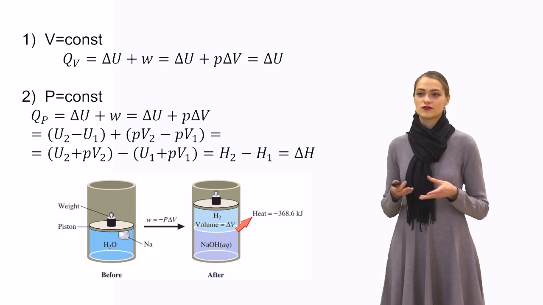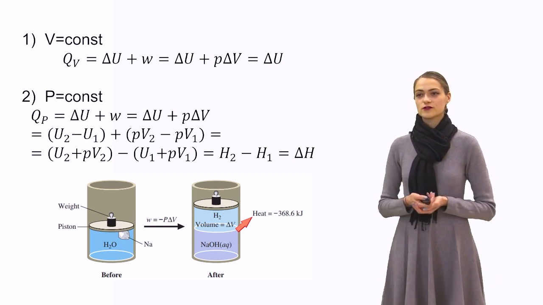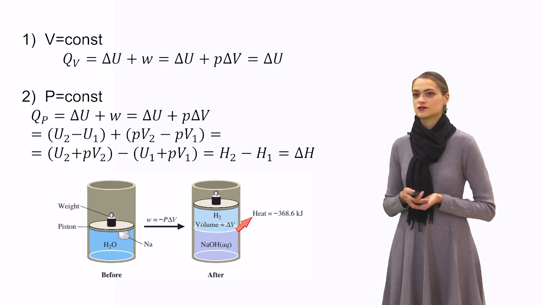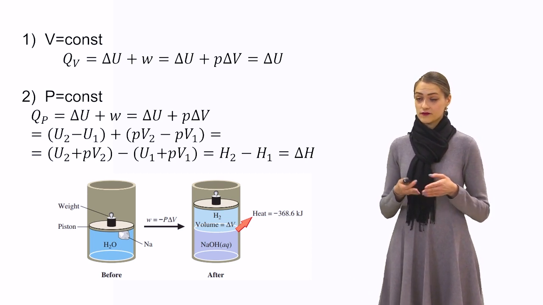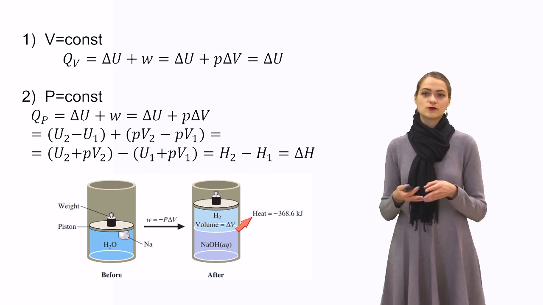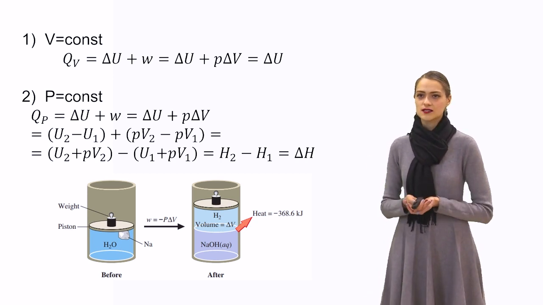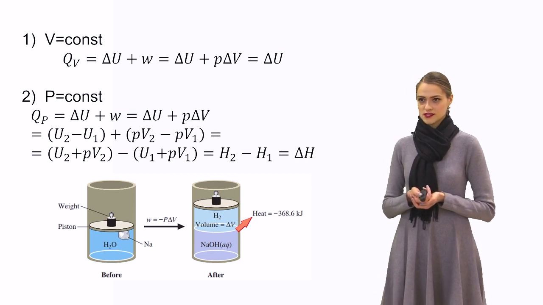we have the change of enthalpy. As well as internal energy, unfortunately, we can't experimentally determine the absolute value of enthalpy for an exact system in the initial and final state, so we can just calculate the difference of enthalpy in different processes.